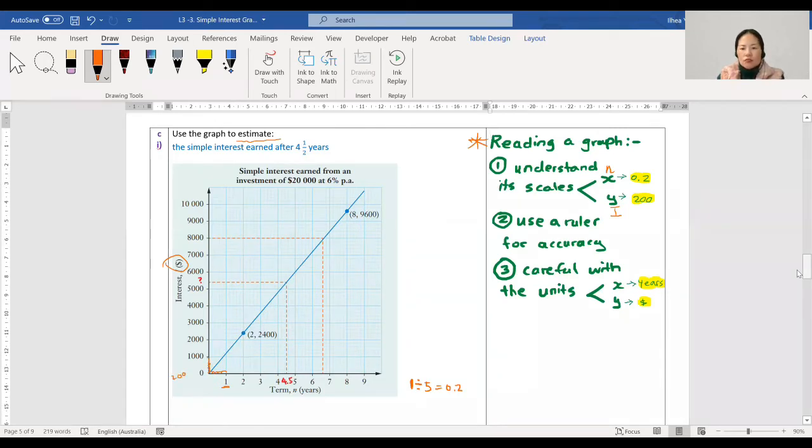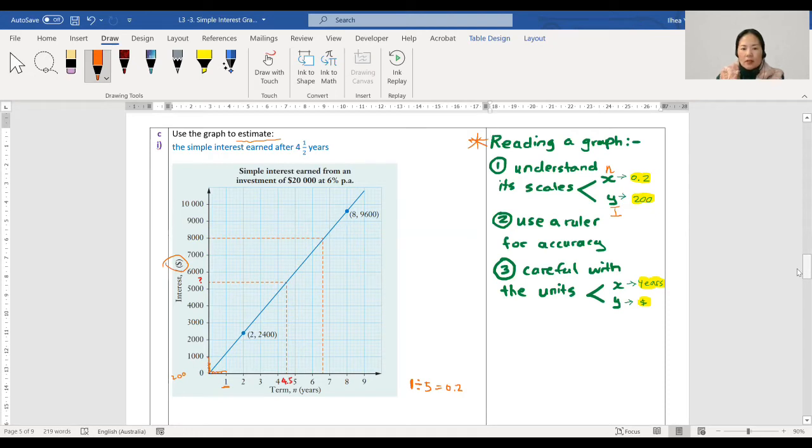Of course, you need to use a ruler for accuracy when you sketch it, or when you want to find a certain number: move to the right or left, hit the line, and go down or up. That's when you have to use a ruler. And make sure you are very careful with the units. So the x-axis, the n, is in years. When you read the question carefully, check that we're talking about years, so I need to look at my x-axis. And the y is the money. So when you talk about money, you need to think, okay, that's my y-axis. So be careful with that.